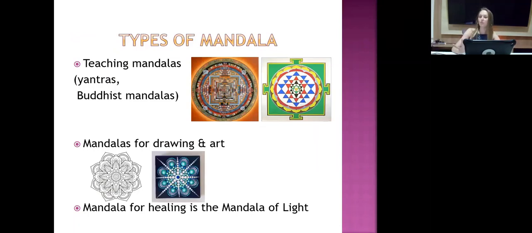There are different types of mandalas: teaching mandalas, mandalas for drawing and art, and mandalas for healing and therapy. Teaching mandalas, as you can see, are like yantras and Buddhist mandalas. In these mandalas you can find much wisdom about life. You can see it's Buddhist, teaching different directions of the mandala, what the circle represents, what the center means, etc. This mandala brings more spiritual aspects about life.